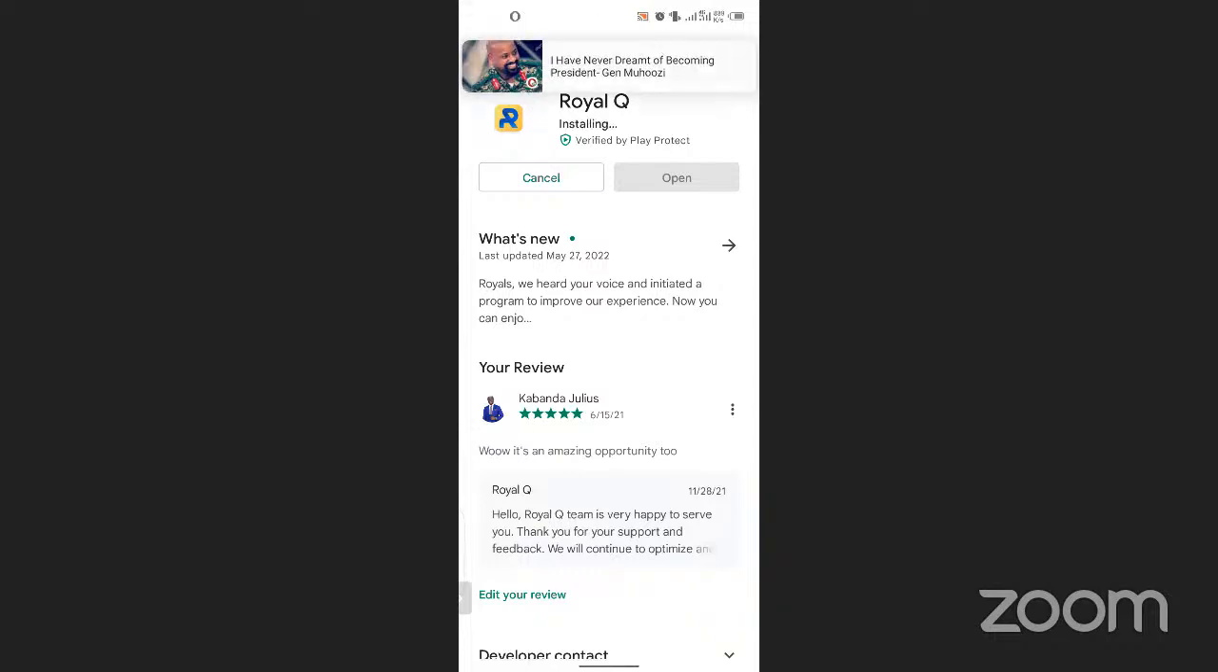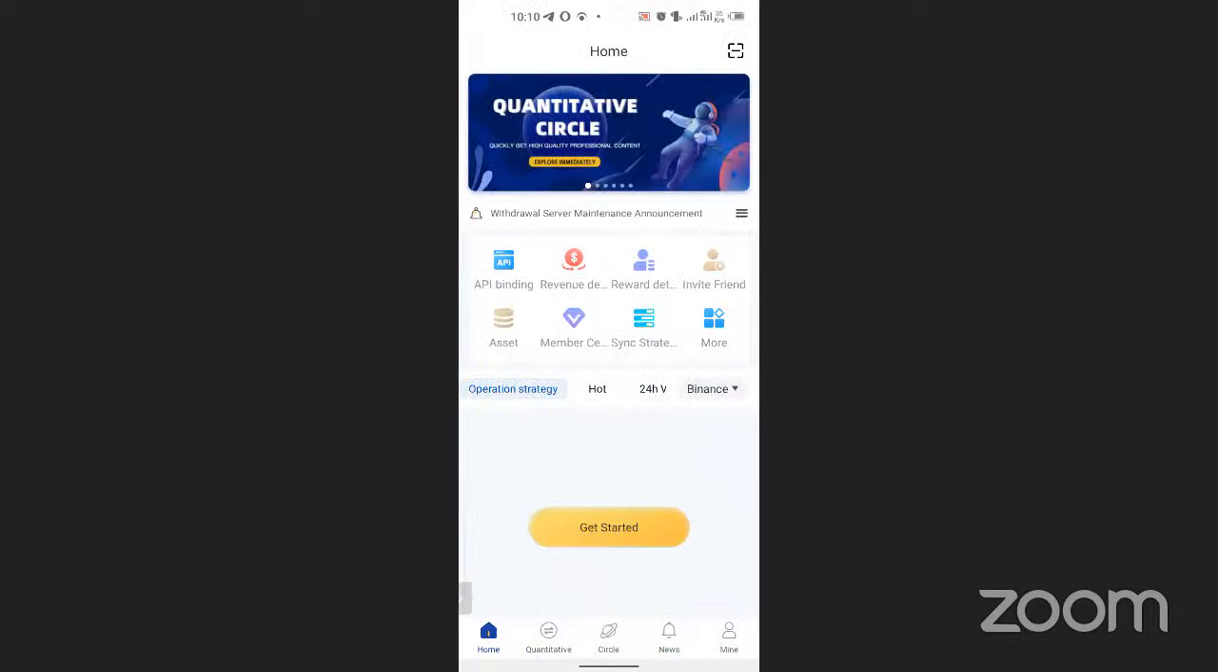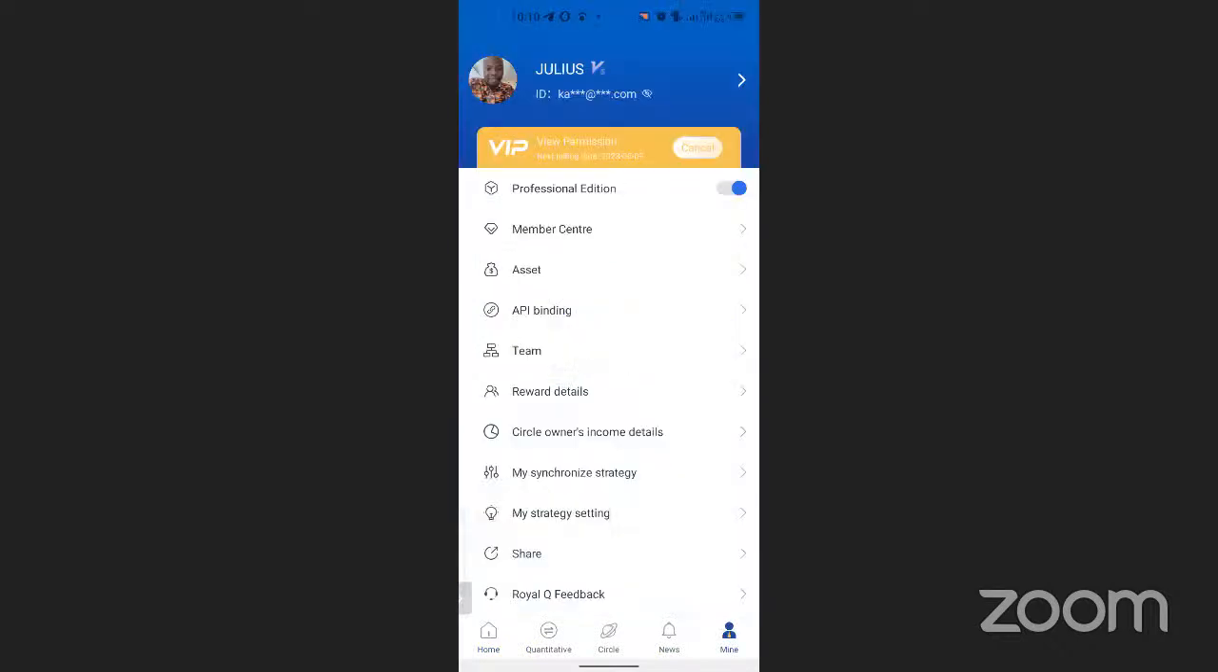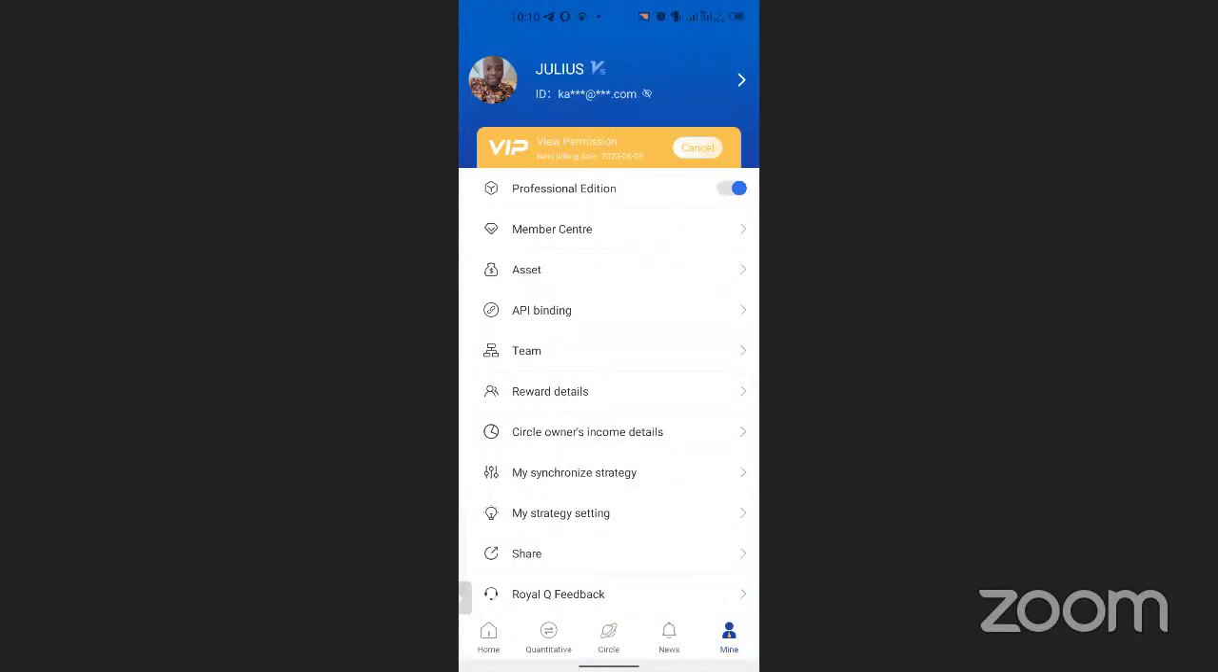And when you do that, you install your application. You install and open your Royal Q app. There we go. Let me check if I'm making some money for a good business. So that's how you update your version.